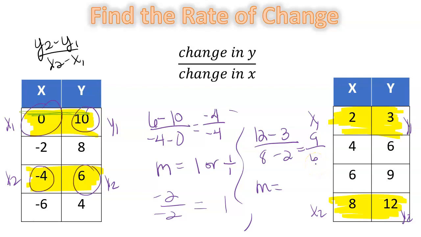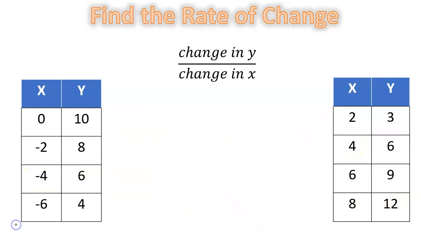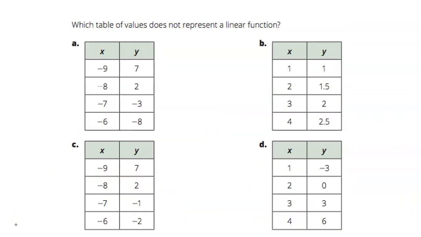Both those numbers are divisible by 3. So 3, 6, 9. 3 goes into 9 3 times. 3, 6 goes into 6 2 times. So my slope is 3 over 2. As my y's increase by 3, my x's increase by 2. All right, so you're going to answer a couple more example problems, and then we're going to go ahead and stop here for today.